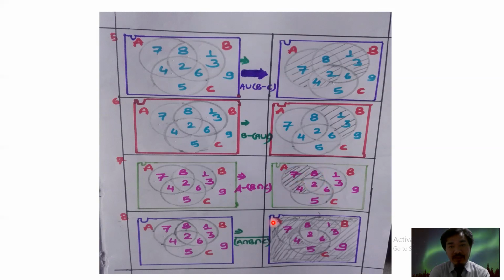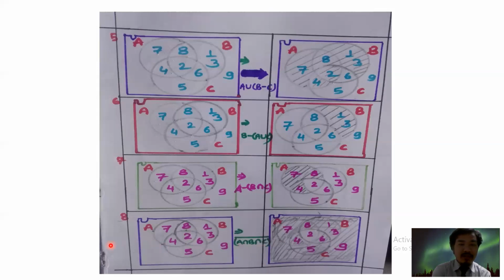Similarly, look, this is everything except A intersection B intersection C, or the remaining part of the universal set. Look here, this part of 2 is not shaded. All the other part is shaded. This is A intersection B intersection C, and it is not shaded. The remaining other part is shaded. That is called A intersection B intersection C complement.